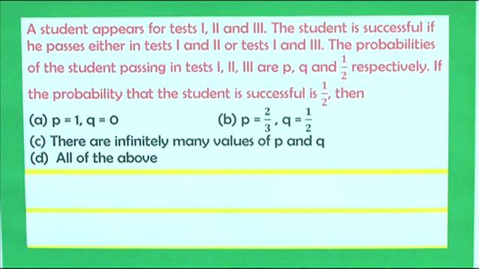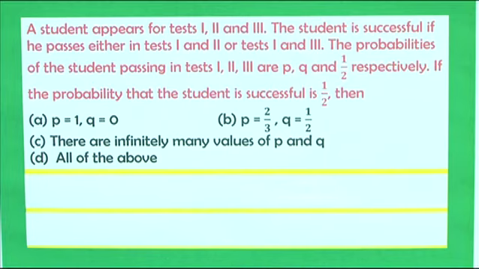A student appears for the tests 1, 2 and 3. The student is successful if he passes either in test 1 and 2 or in tests 1 and 3. The probabilities of the student passing in tests 1, 2 and 3 are P, Q and 1 by 2 respectively. If the probability that the student is successful is 1 by 2, then which of the following is going to be true?